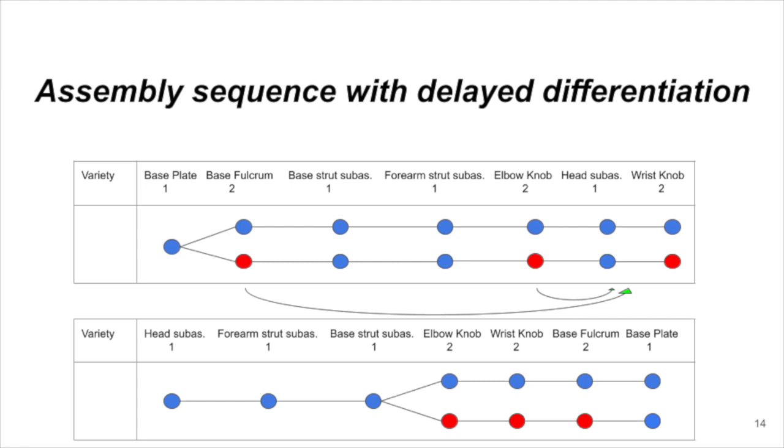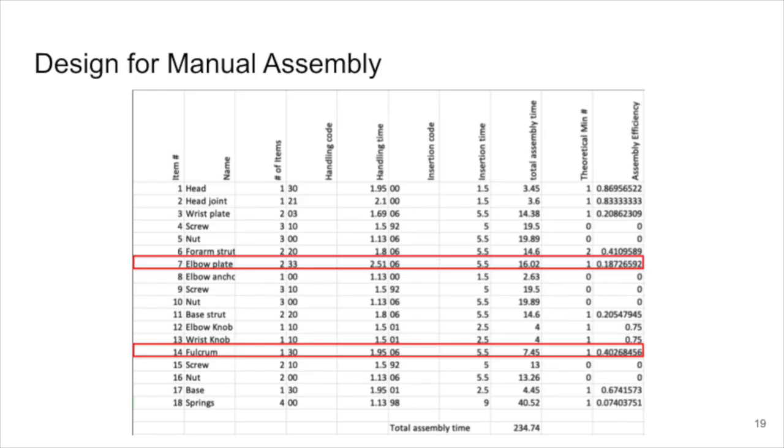Lastly, we have an assembly sequence with delayed differentiation. The top shows the assembly sequence that we saw earlier, and the bottom shows its redesign. To design for manual assembly, we first performed an assembly sequence analysis. As you can see here, many steps have low assembly efficiency scores and lots of opportunity exists to redesign.